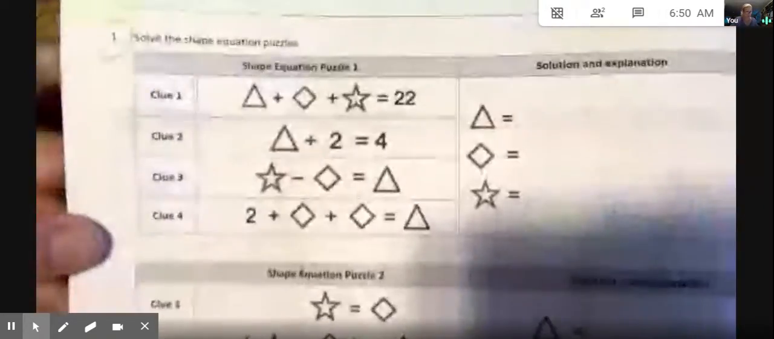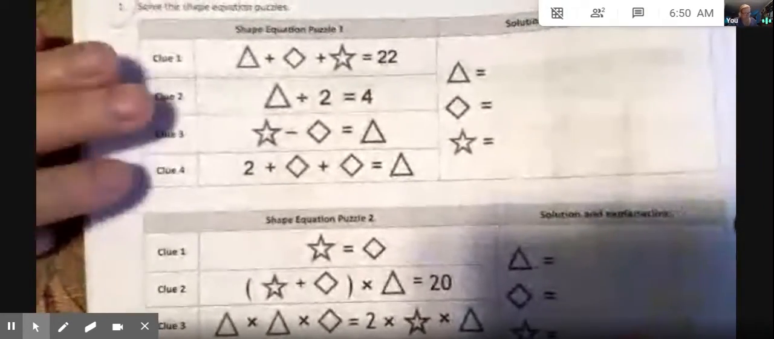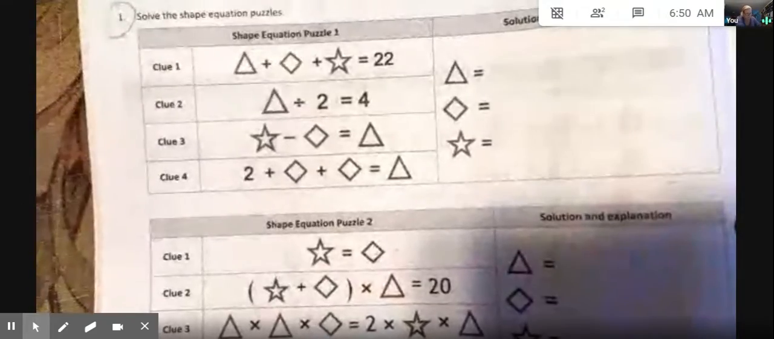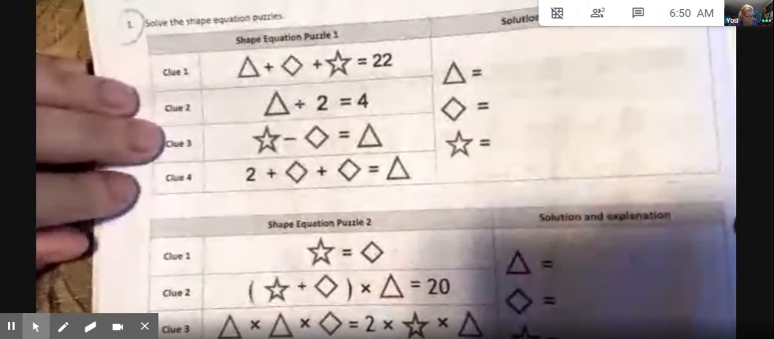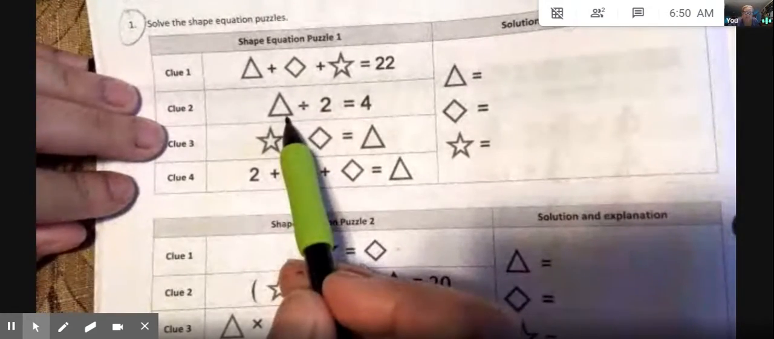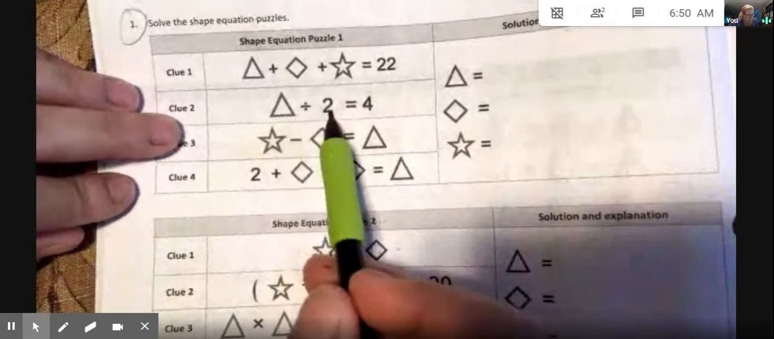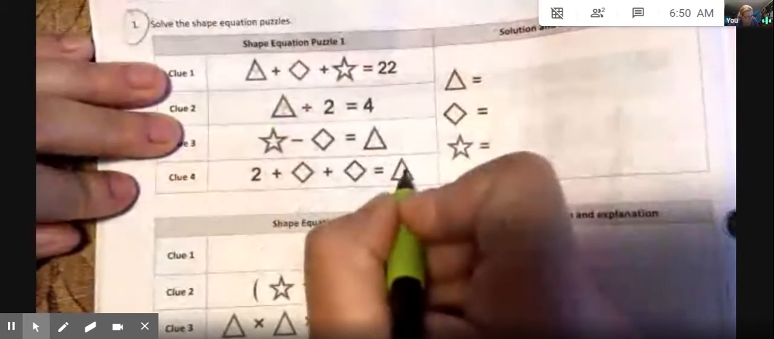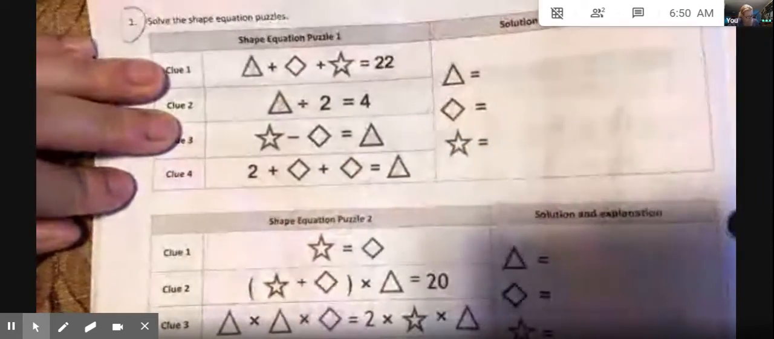All right, and then on to page 6. All right, let's see here. This one only has one number we need to figure out. Something divided by 2 is 4. Well, that's going to be 8. So let's put 8 in all of the triangles.